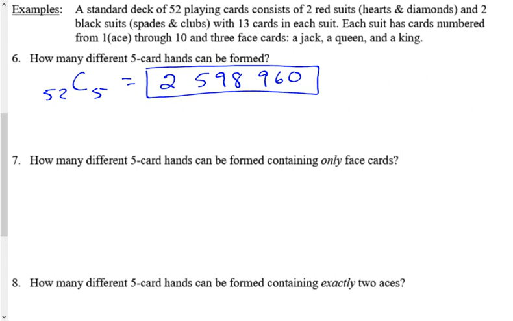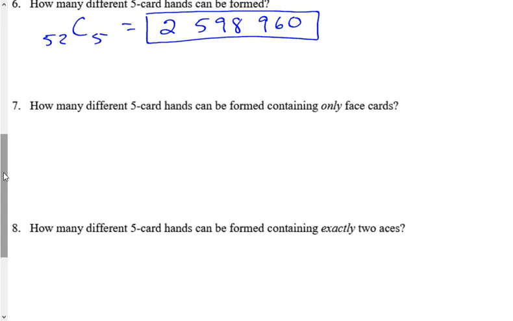So let's change things up a bit. Suppose you want 5-card hands, but they only have face cards. In other words, they're only made up of jacks, queens, and kings. Well, what we can do is, in our minds, separate out the deck into 2 groups. So I'm going to look at a group of face cards and then a group of non-face cards. And from the group of face cards, there are jack, queen, king in 4 suits. So 3 times 4, there are 12 of them.